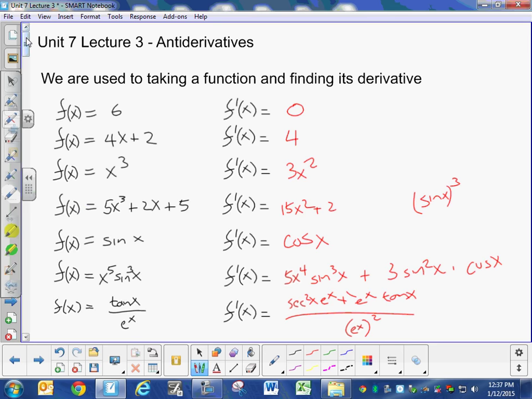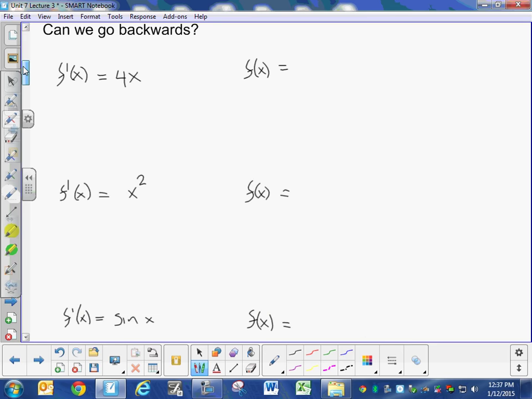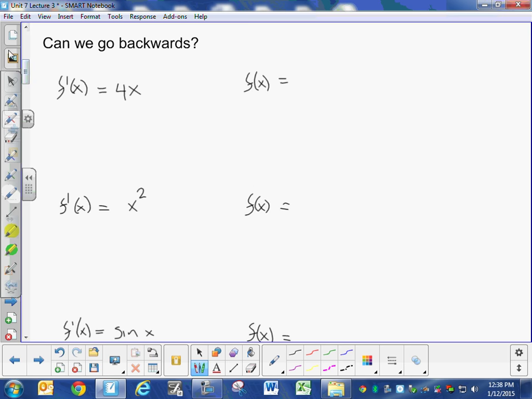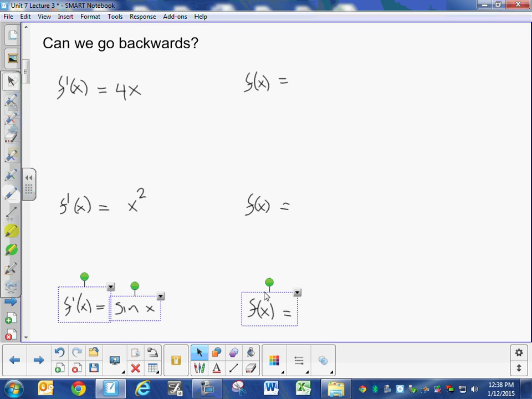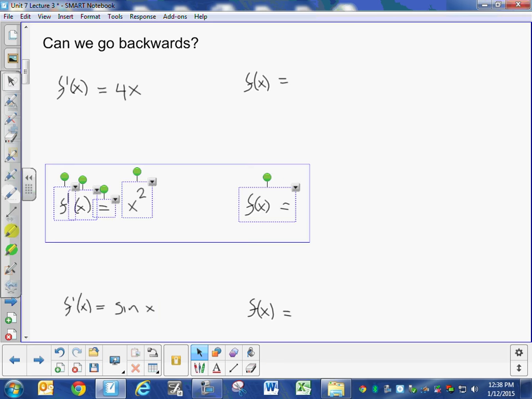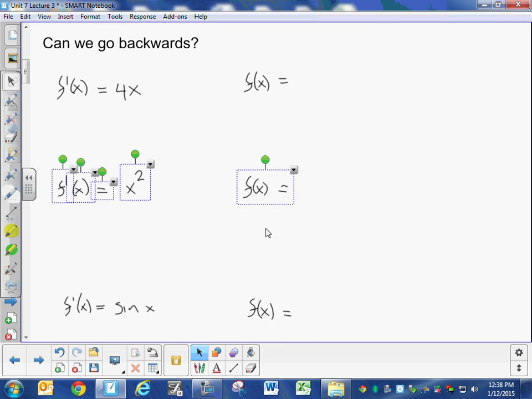Great. Well, let's see if we can go backwards. I'm going to give you the derivative. You tell me what the function is. It's almost like I give you the answer, you give me the question. Okay? Go backwards. The derivative is 4x. What was the original function?